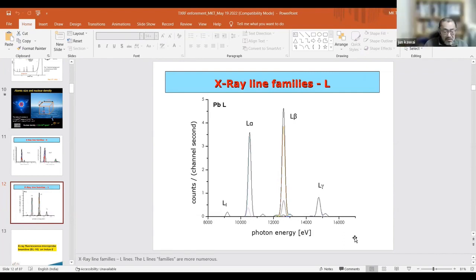Or is this the wavelength dispersive or energy dispersive? Energy dispersive. This is energy dispersive. Usually, sometimes with wavelength dispersive, the L beta is a little bit stronger. I completely agree.